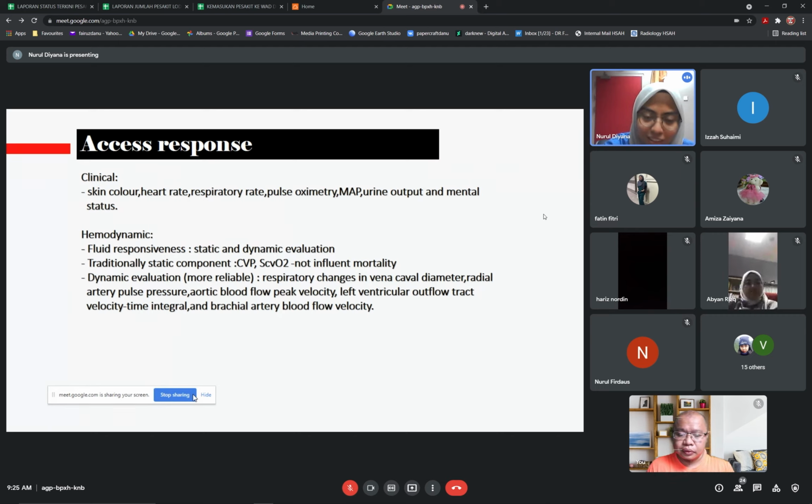Tapi saya tak sure, saya macam untuk respiratory changes in vena cava diameter. Okay, yang ni semua macam more pakai, kalau awak terror guna ultrasound apa semua boleh lah. Dr. Ati mungkin boleh ajar lah kot. Saya pun boleh sebut je lah, saya nak measure pun saya tak kerti. Tapi that's what I'm trying to say.